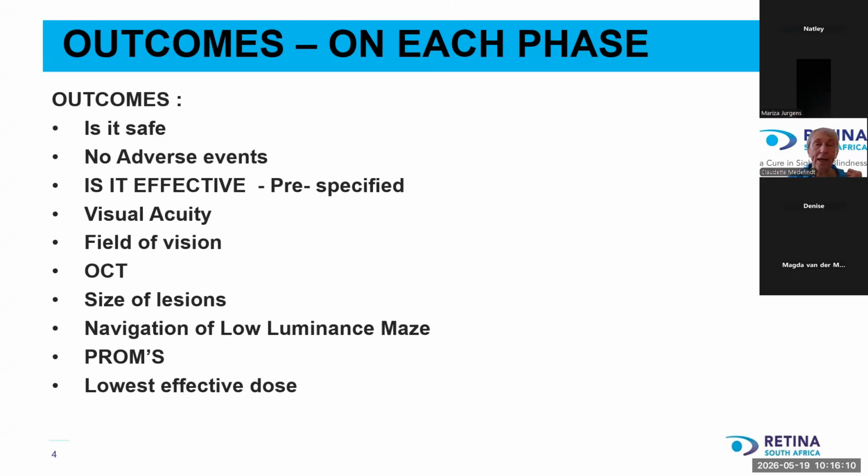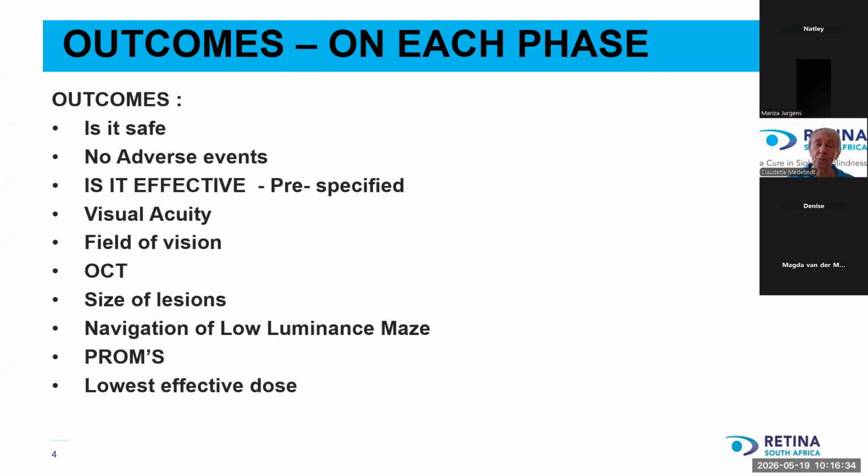Or perhaps, is it field of vision? If people have an improved field of vision, or the loss of side vision slows or stops, that might be an outcome. Also, what do the ocular coherence tomography pictures look like? Those are very deep scans of the retinal cells.